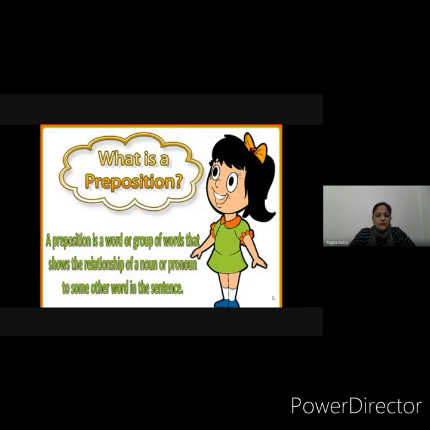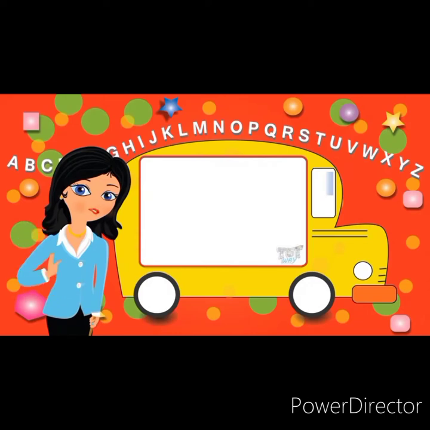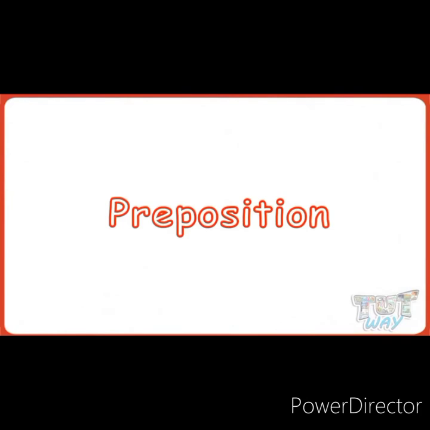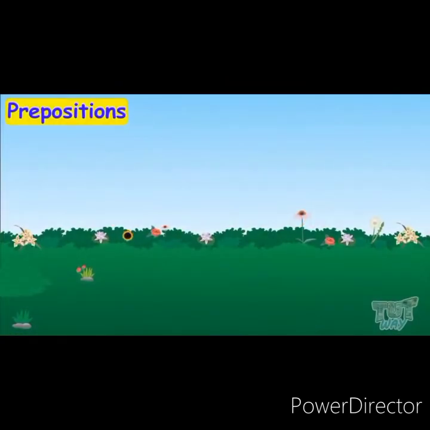Now children, let us first understand what a preposition is. A preposition is a word or group of words that shows the relationship of a noun or a pronoun to some other word in a sentence. Here you can also understand with the word preposition, which means that it shows the position. It is used just before a noun or a pronoun to show where it is placed. Children, I hope the definition of preposition is clear to all of you. Yes? So now we are going to understand the different prepositions through illustrations.